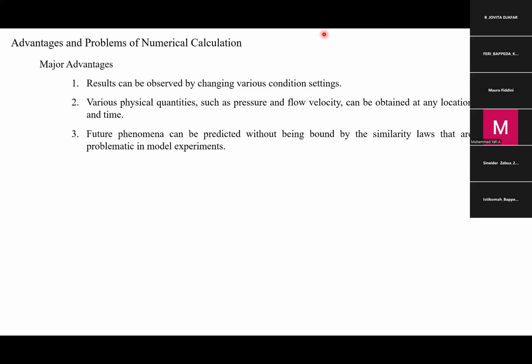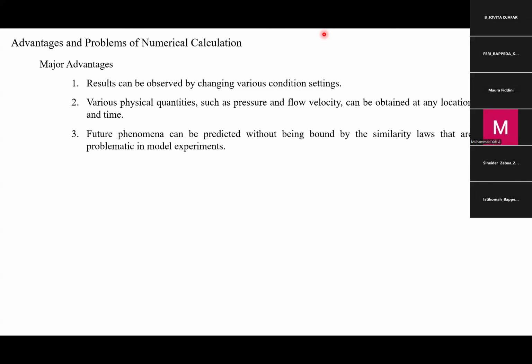And the second one is various physical quantities such as pressures and flow velocities can be obtained at any location at any time. Okay. And the last one is future phenomena can be predicted without being bound by the similarity laws that are problematic in model experiments. Okay.